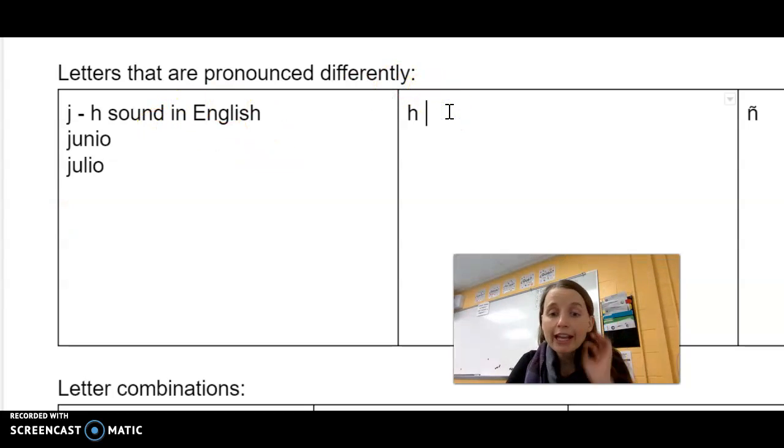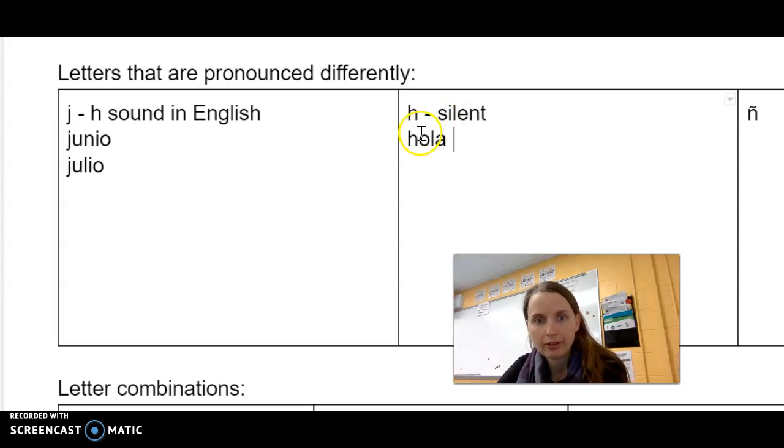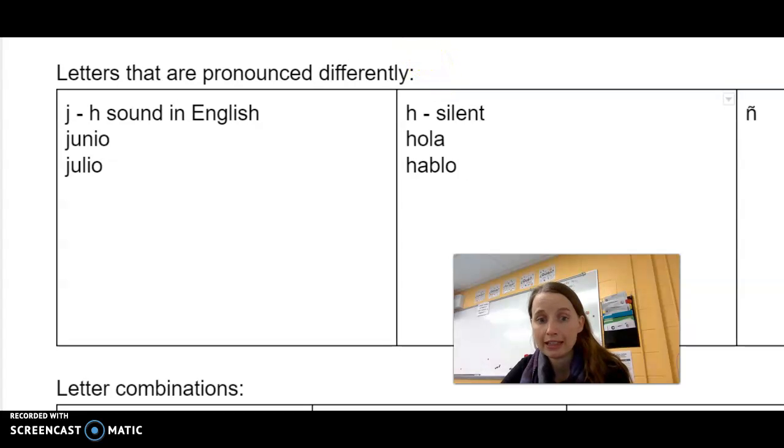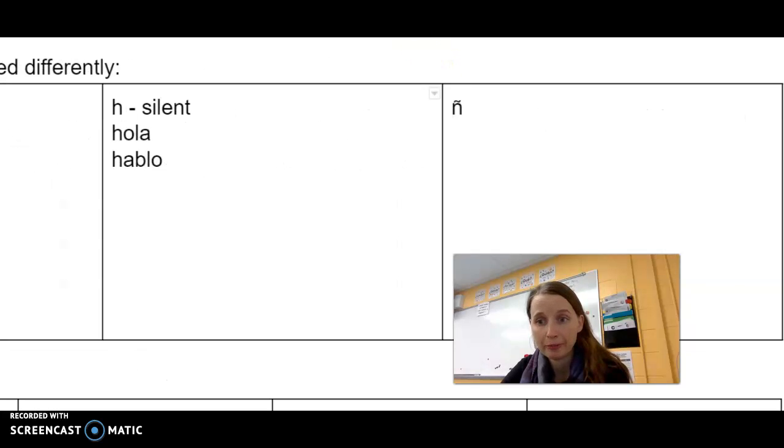And then we have the H, and it is silent. The H doesn't make any sound. So the word hola, you guys all know hola from Dora. You don't say the H, okay? Hablo, I talk, you don't say the H. So the H is always silent in Spanish. We just pretend it's not there.